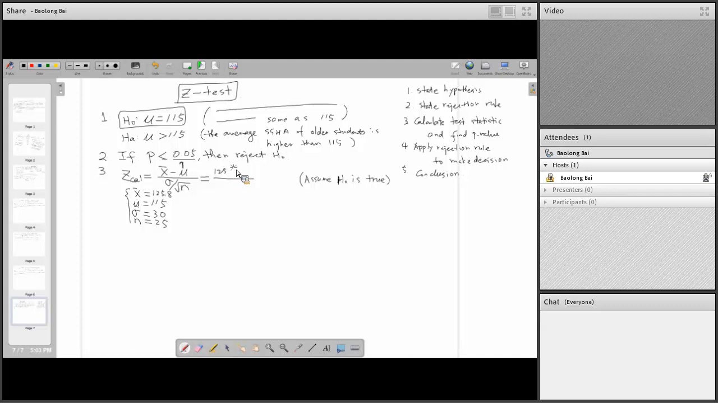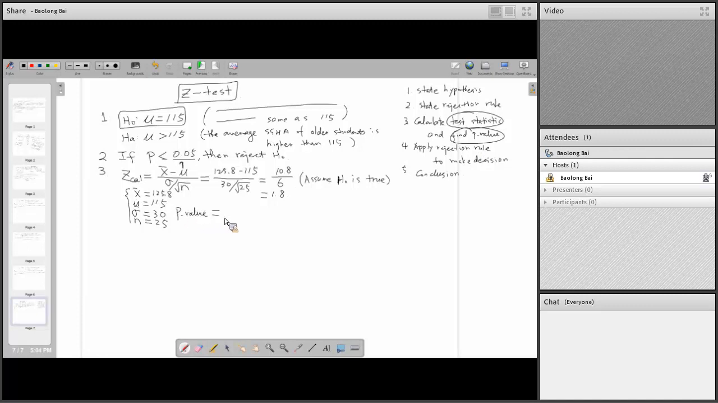X bar, 125.8, minus mu, 115, divided by sigma, 30, divided by square root of n, and n is 25, right? And do the calculations. You have 10.8 divided by 30 divided by 5, which is 6, right? So that will be 1.8. And we calculated the test statistic. Step 3 is halfway done. Now we need to find the p-value, right? So what is the p-value then?